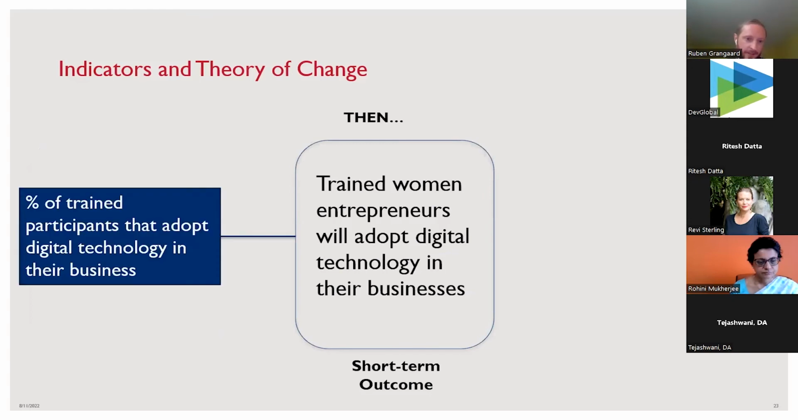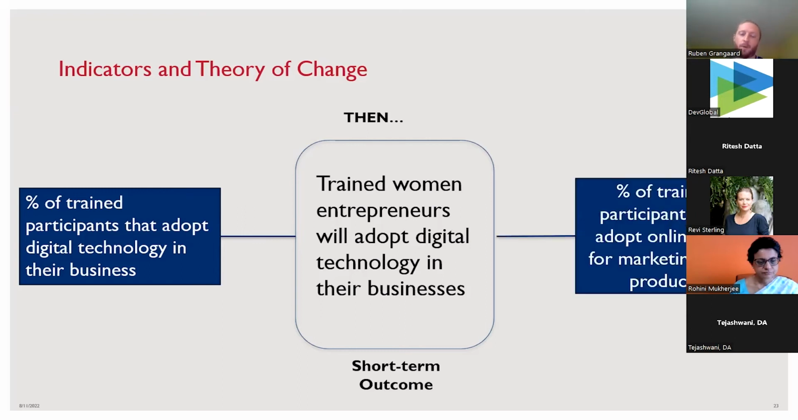And one indicator for this adoption of digital technology could be percentage of trained participants that adopt digital technology in their business. But there is an issue with this indicator, right? Standing by itself, adoption of digital technology is not very clear at all. So we really do need to define terms and be really clear about what we mean by adoption. Another option, where we get a little bit closer, a little bit more detailed, is percentage of trained participants that adopt online tools for marketing their products. At least here, we're talking about an online tool. It is a marketing tool.